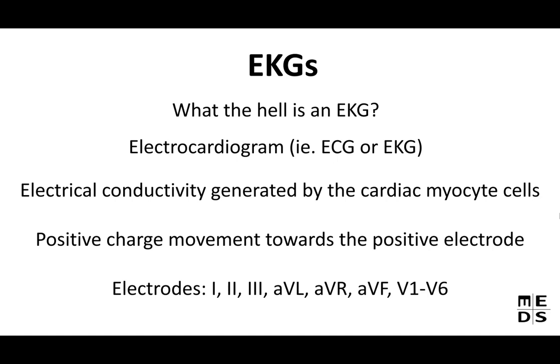So the whole main point of an EKG is to detect the positive charge movement towards the positive electrode. I know during physics it can get a little overwhelming as to which charge is moving in which direction and what is going to propagate. But it'll make sense on the next slide why this is important, that it is a positive charge moving towards a positive electrode. And then the electrodes here at the bottom are going to be 1, 2, 3, AVL, AVR, AVF, and then V1 through V6, for a total of 12 electrodes.